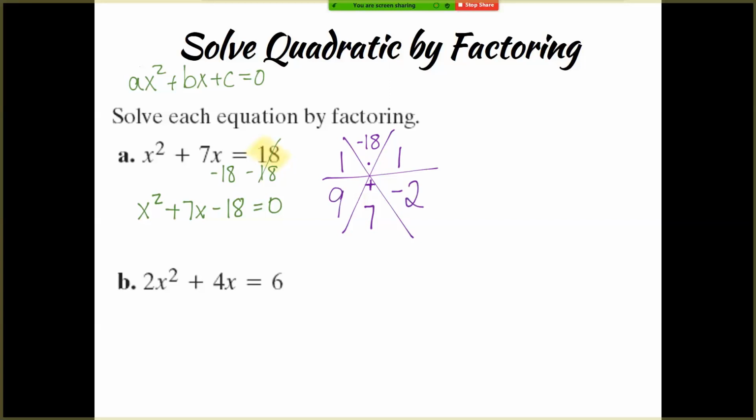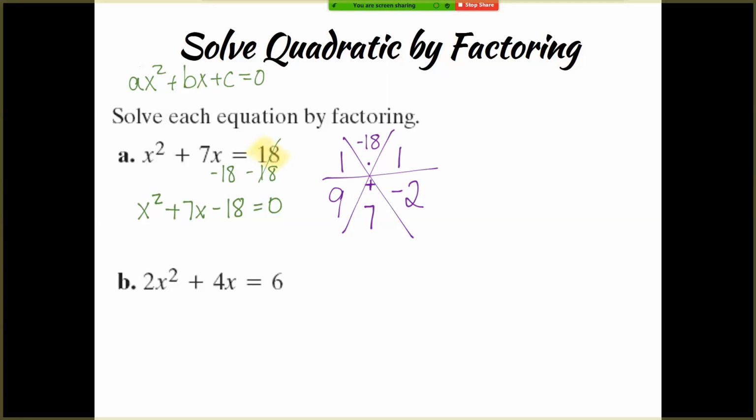So I filled out my asterisks. I had 1 in the top left and top right, 7 in the bottom middle, and 1 times negative 18, which is negative 18 in the top middle. Then I was looking for 2 numbers that multiply to give me negative 18, but add to give me 7. So 9 and negative 2.